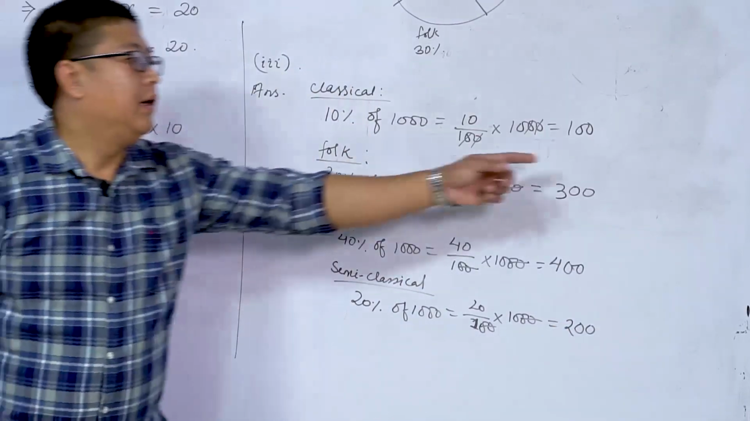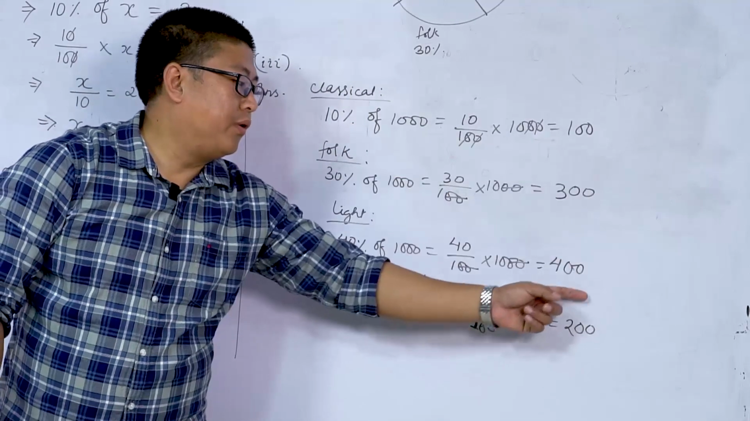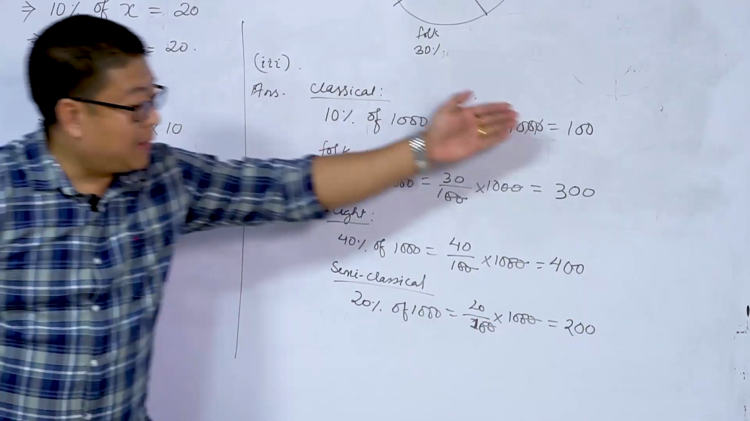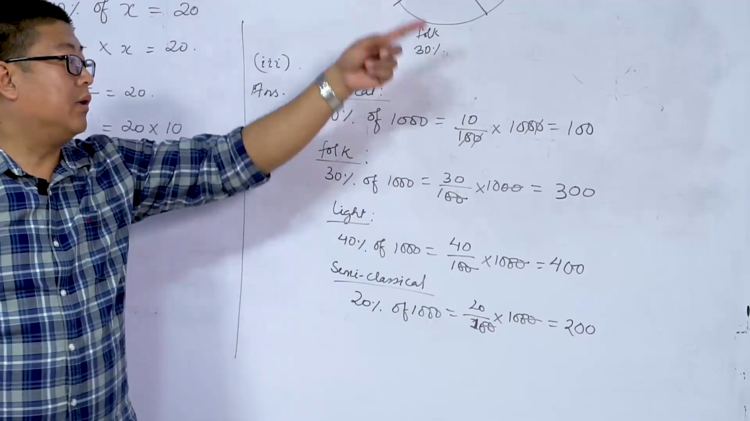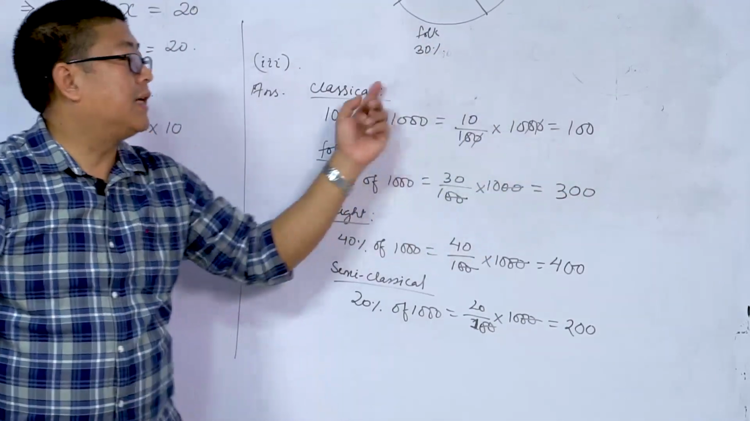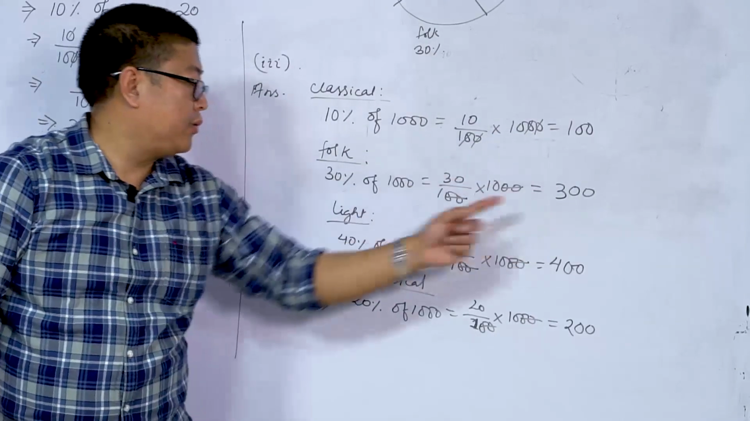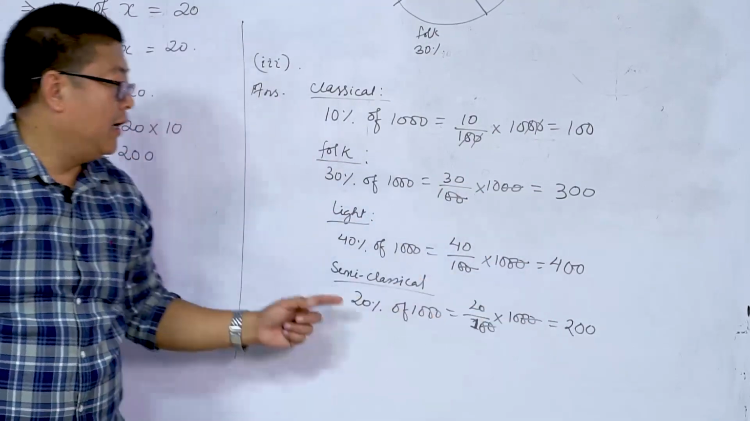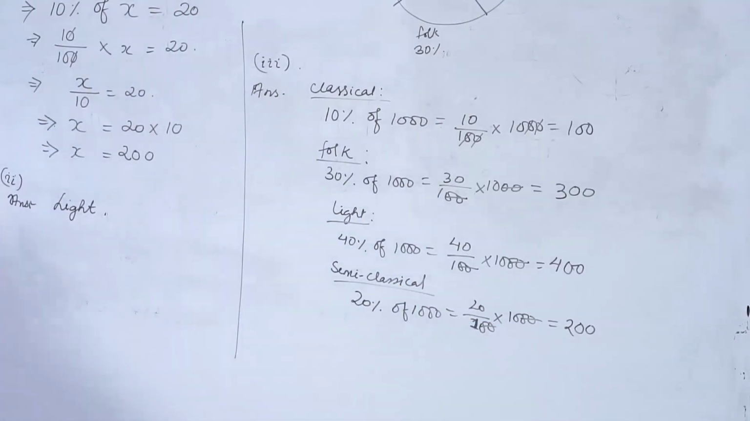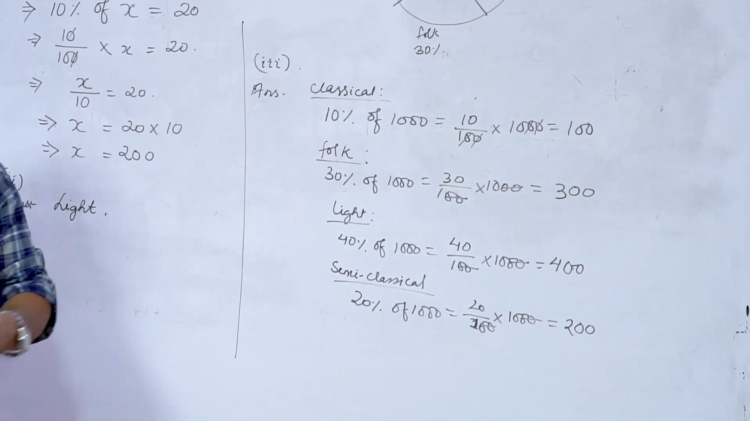Now we have 100, 300, 400, 200. If you add them up, you will get 1,000 total. So out of 1,000 CDs produced, for classical 100 was produced, for folk 300 was produced, for light 400, and for semi-classical 200. Right? With this we come to the end of the first question. Let's move on to the next question.